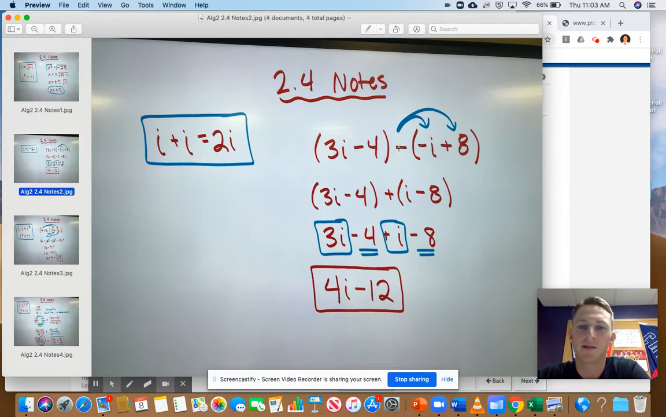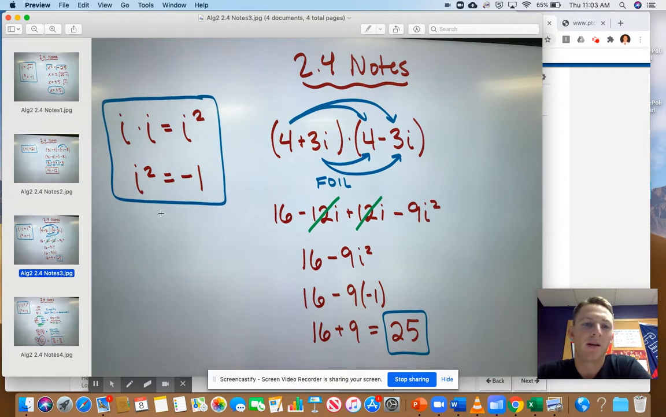So down here, negative times -i, that's just a positive i, and then negative times a positive 8 is -8. Once we get the plus sign in the middle of the parentheses, we can drop the parentheses and start combining our like terms. So we had a 3i and a positive i, that's 4i, -4 minus 8, that's -12, and we have our final answer. And we would call this a plus bi form.